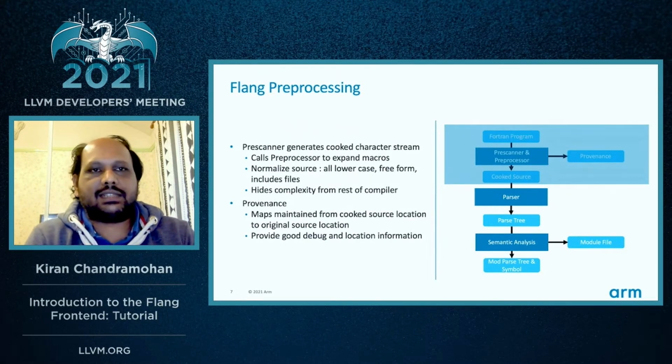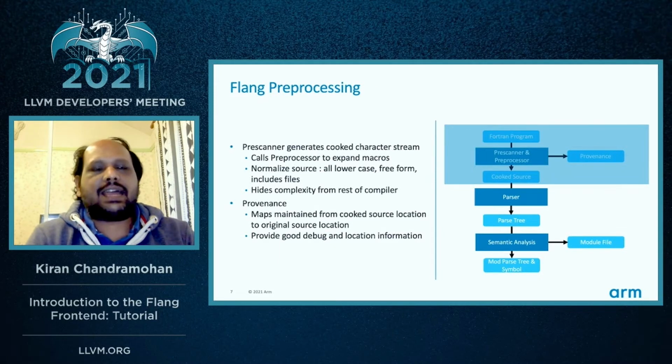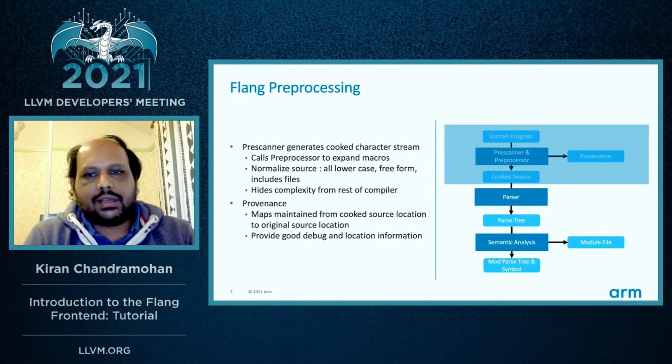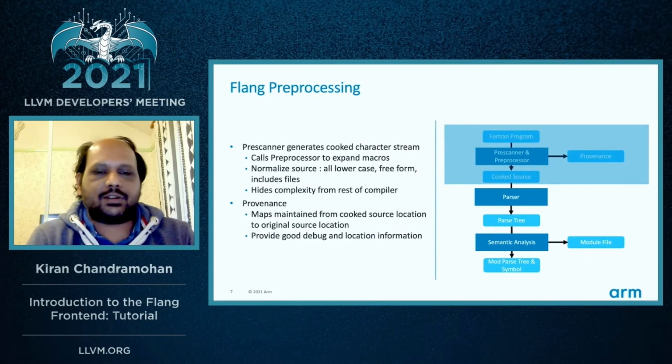By normalization, I mean that all the characters are converted to lowercase. It is in free form, so any fixed form files are converted to free form. Any file inclusion has happened. If there are some macros, they have been expanded. So basically, it's a very well-defined form of the source code, and doing this normalization early on means that the parser and the rest of the compiler need not worry about all these macros, uppercase, lowercase, free form, fixed form, and things like that.